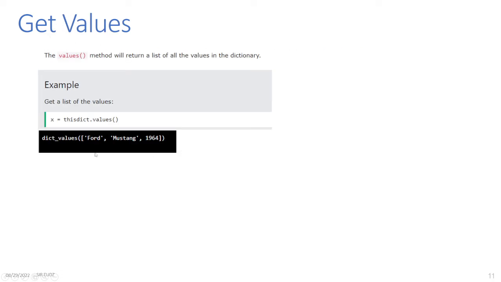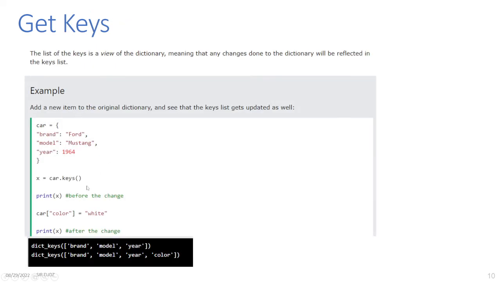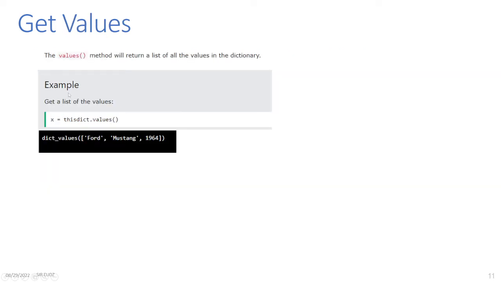Get values. The values method will return a list of all the values in the dictionary. So similarly, keys will give us the keys, values will give us the values. So very similar with the previous one. So get a list of the values. X is equal to car.values. So this time we have the values: Ford, Mustang, and 1964.